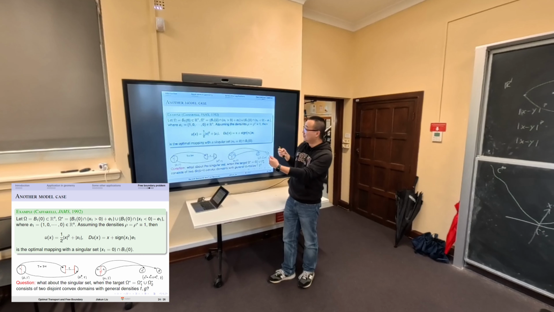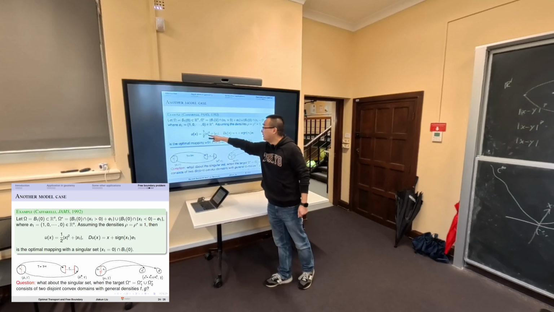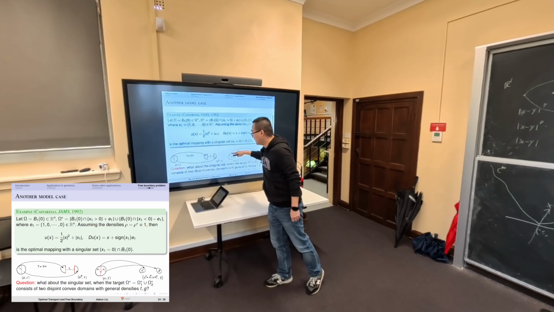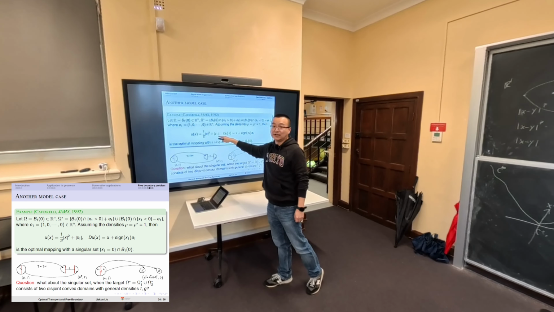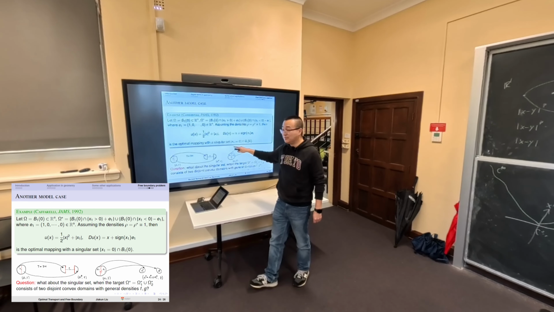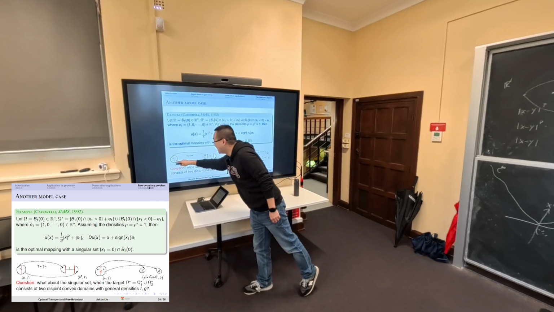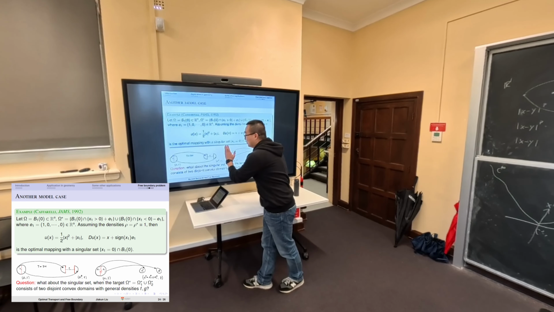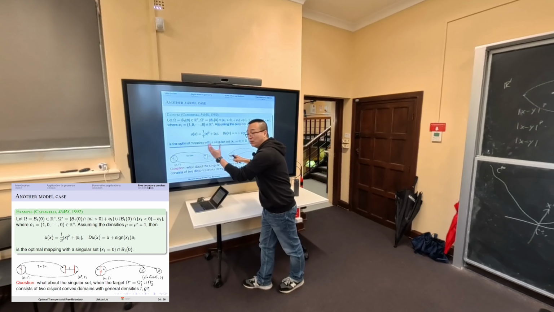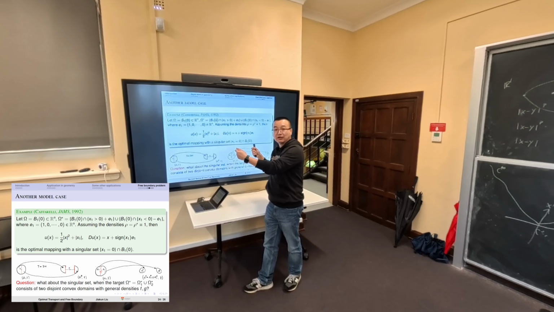And Caffarelli told us the solution can be written down explicitly. So the potential function is exactly given by (1/2)|x|^2 plus |x_1|, where x_1 is this direction. Therefore, the gradient is the identity mapping plus the sign of x_1. What does that mean? That means if you use this gradient as an optimal mapping to map the disk, then the left part will be moved leftwards by 1 unit, and the right part is going to the right by 1 unit. It will separate the target, okay?